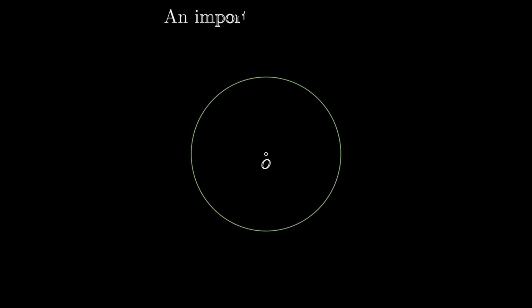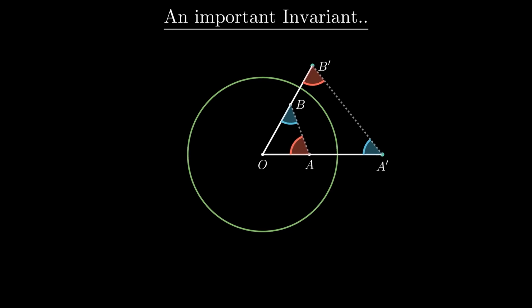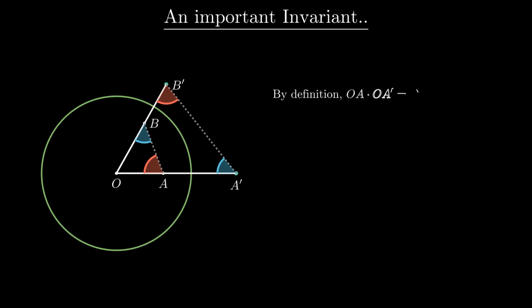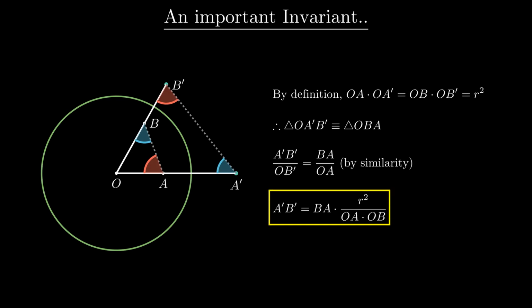Before proceeding with the solution, we revisit something very important. We can easily see that circle inversion alters the distance between any two points. This variation in distance can be quantified using the idea of similar triangles. Simply put, the distance between points A and B before and after inversion can be related by the expression A dash B dash equals AB times R square by OA times OB.